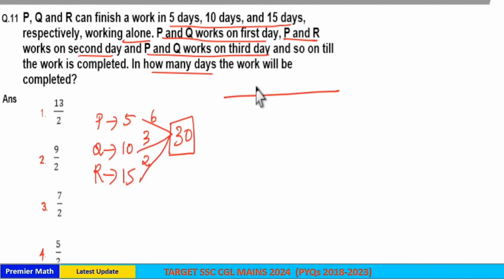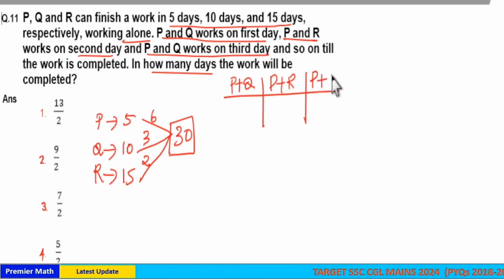And here P works daily and Q and R work alternatively. That is, P plus Q work on first day and P and R work on second day. Again P plus Q work on third day and so on. So here P plus Q together complete 6 plus 3, 9 unit of work in first day. P plus R complete 6 plus 2, 8 unit of work in second day. Again P plus Q complete 9 unit of work in third day.